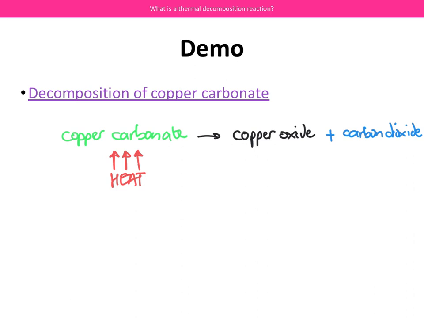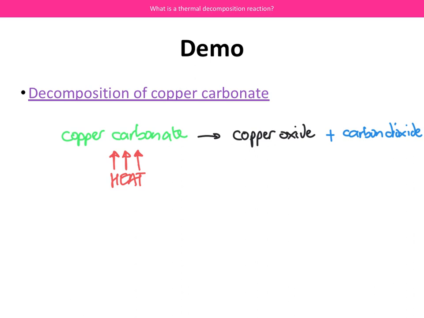So we are having to put energy in. This is an endothermic reaction. We are having to heat the copper carbonate. The reaction takes place, the copper carbonate breaks down, it decomposes into two substances. So we've gone from one to two.